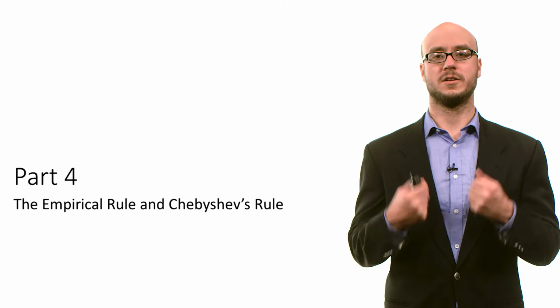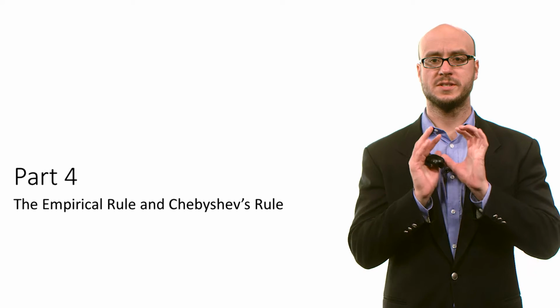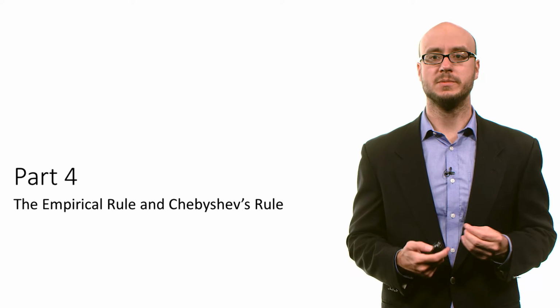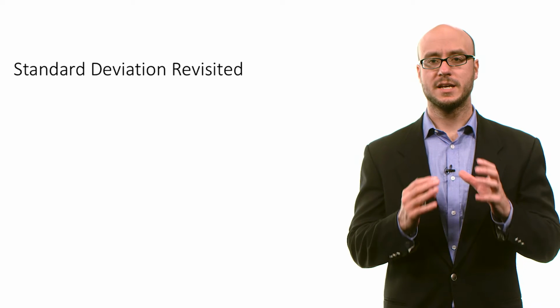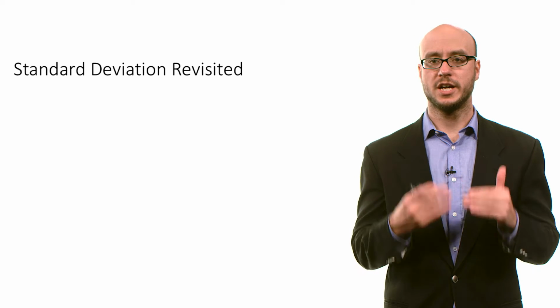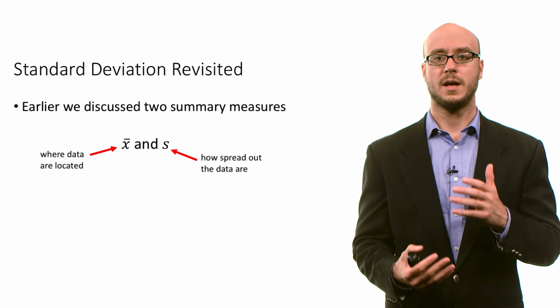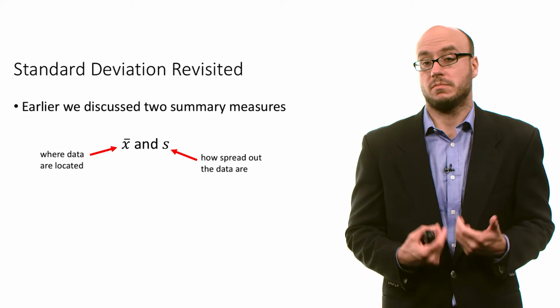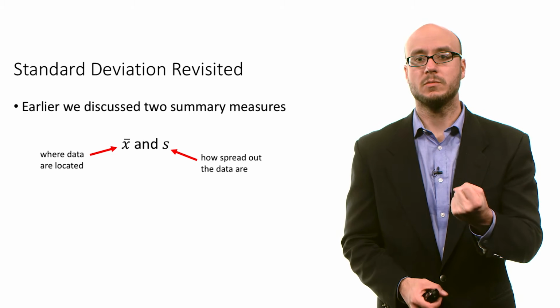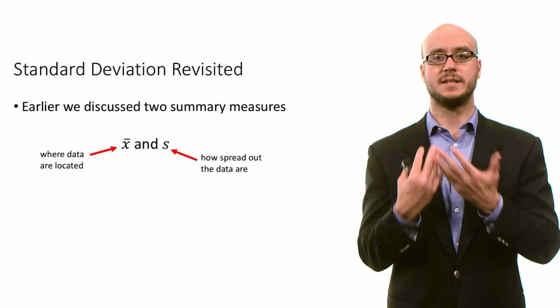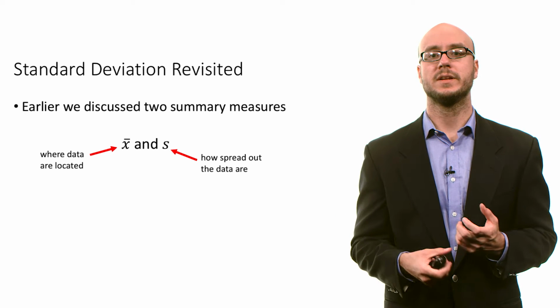For part 4 in our discussion, we shift to this idea of the empirical rule and a related concept called Chebyshev's rule. So let's think about standard deviation again. We can think about a numerical variable having two summary measures that we've talked about. You have a mean, which tells you where the center of the data are located, and then we have a standard deviation. It tells us how spread out the data are.